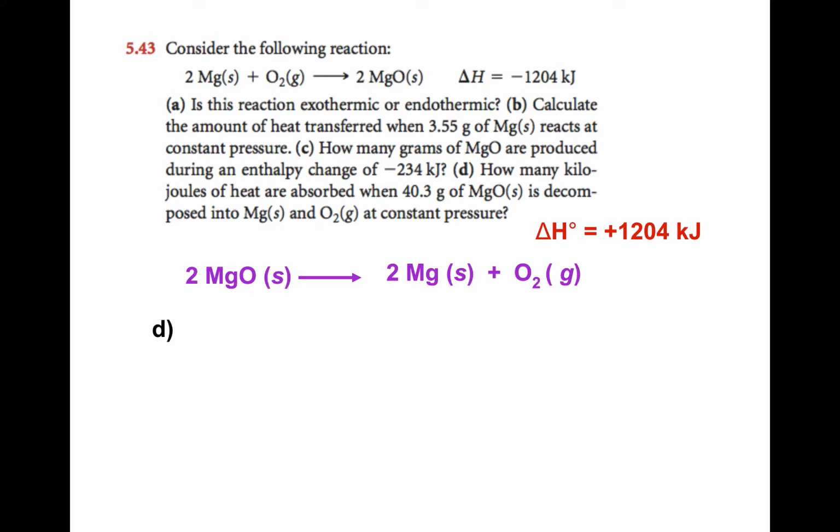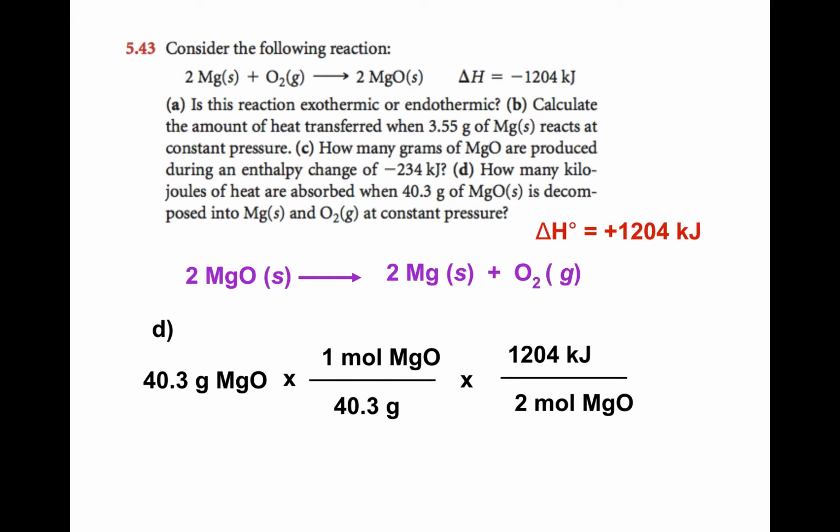1,204 kilojoules when you burn it, if you want to decompose it, you've got to put that amount of heat in. So when I answered this, I got 40.3 grams of magnesium oxide. The molar mass of magnesium oxide converts to moles. For every 2 moles of magnesium oxide being decomposed, you're absorbing 1,204 kilojoules. So an important point with thermochemical equations: if you reverse the direction of the reaction, you change the sign on delta H.